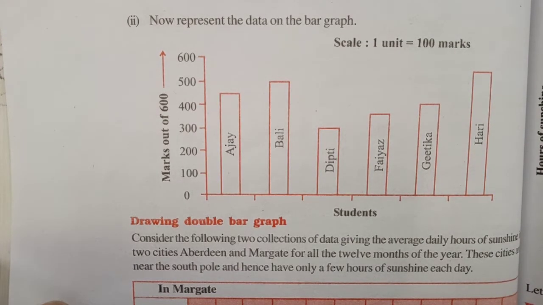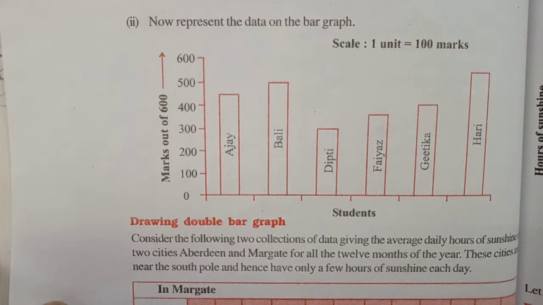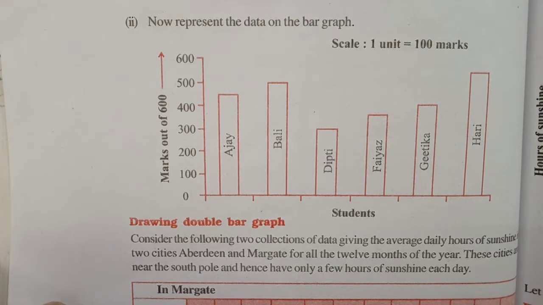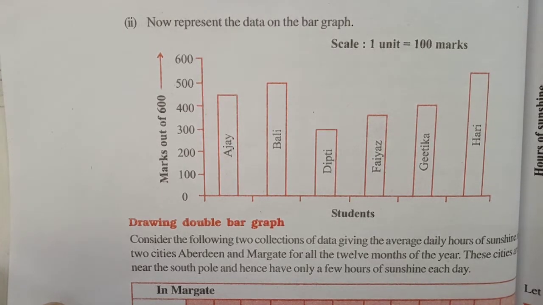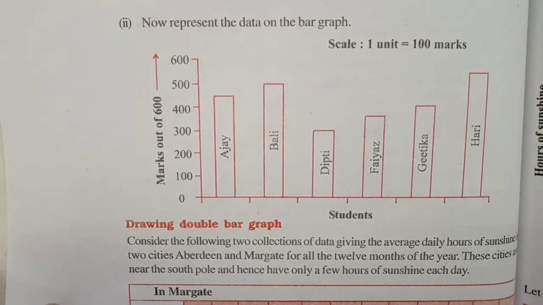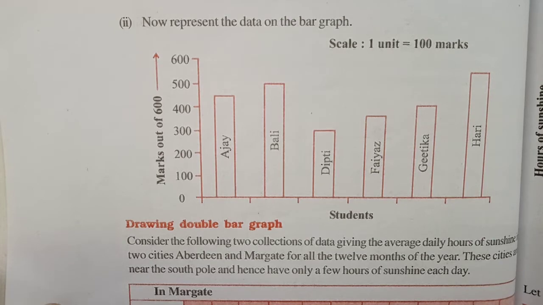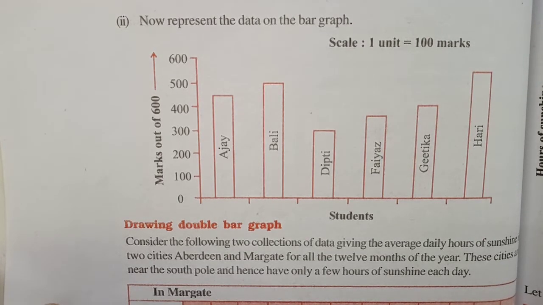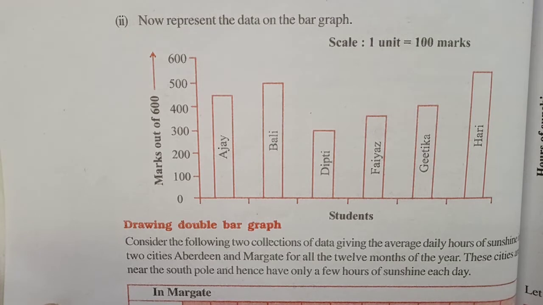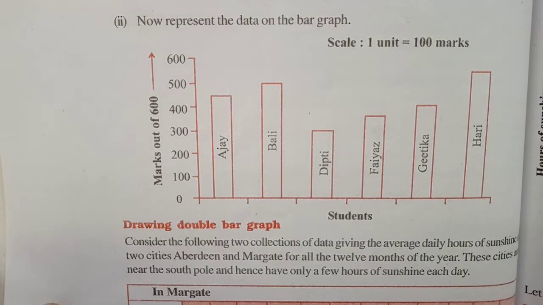Now we are seeing a bar graph. The numerical data we are representing by using rectangular bars. See carefully, observe the data. It shows some marks of students. On the x-axis, students data is located. On the y-axis, marks are located. You see on the top it says scale 1 unit is equal to 100 marks. So on the y-axis, while locating the marks, there must be equal space, and between the bars there must be equal space, and the width of the bars also must be the same.